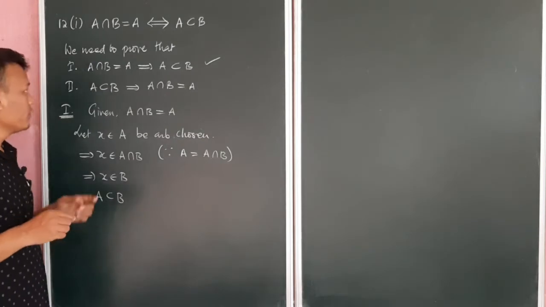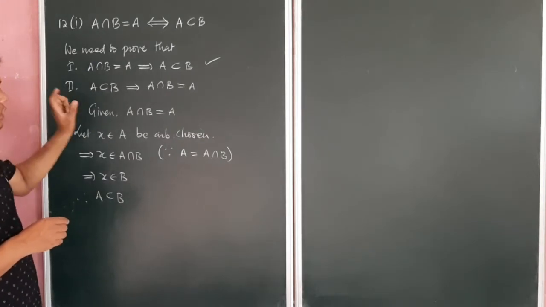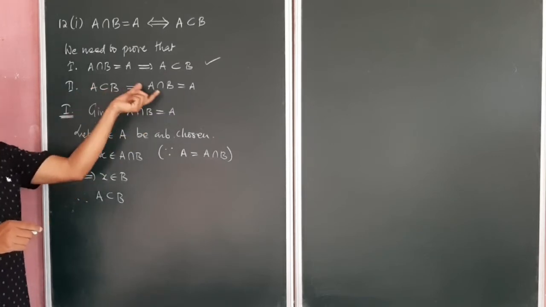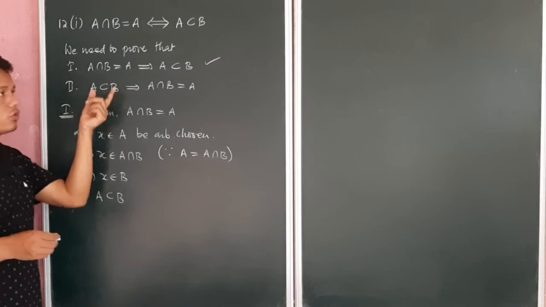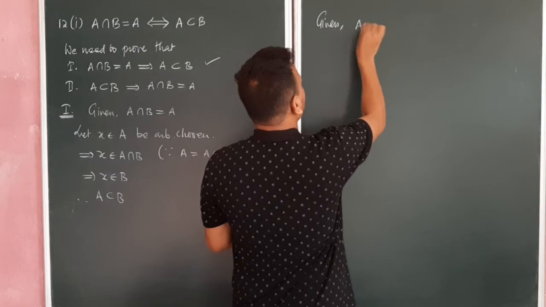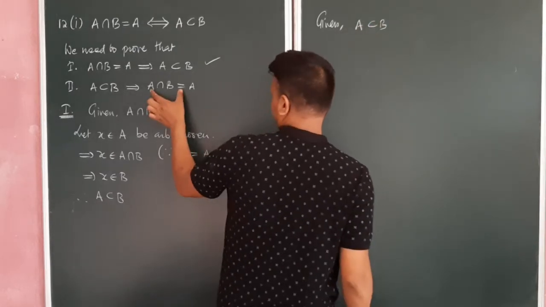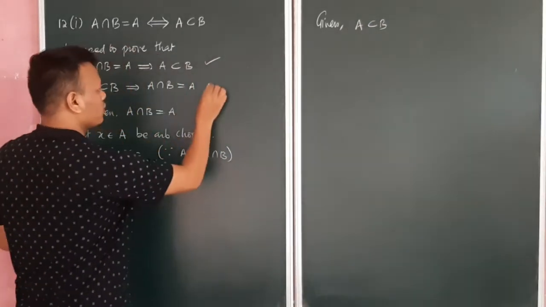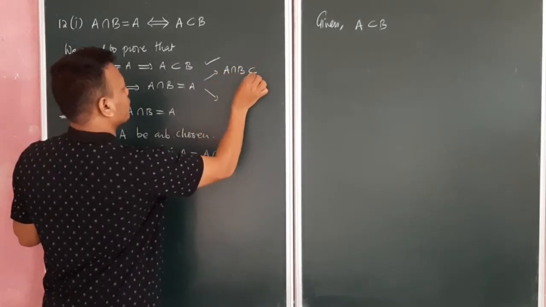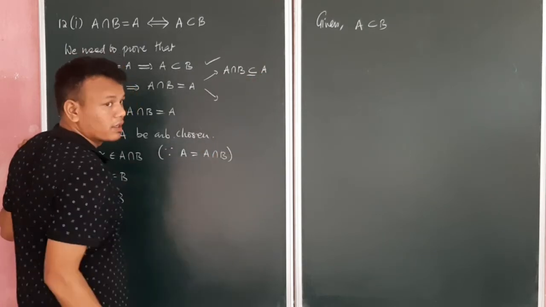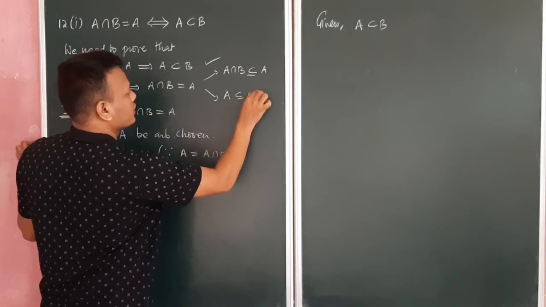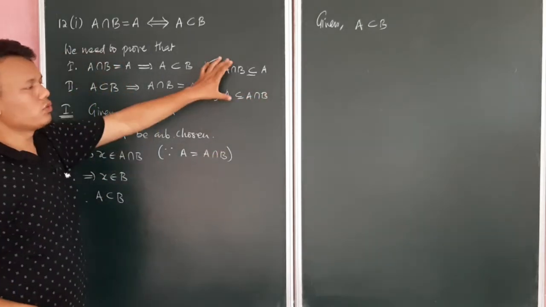Alright. Now we need to prove the second part. Okay, so in the second part this becomes my P and this becomes my Q. So P implies Q means that P is given, right? So given is A is a subset of B, right? Now to prove this we need to show two things. One is A intersection B is a subset of A, and next is A is a subset of A intersection B. So if I am able to show these two, then we are done.